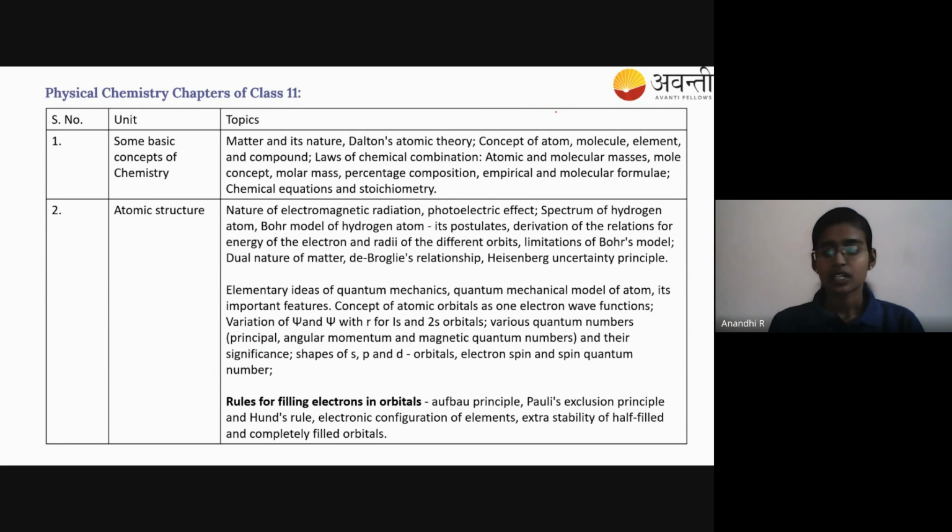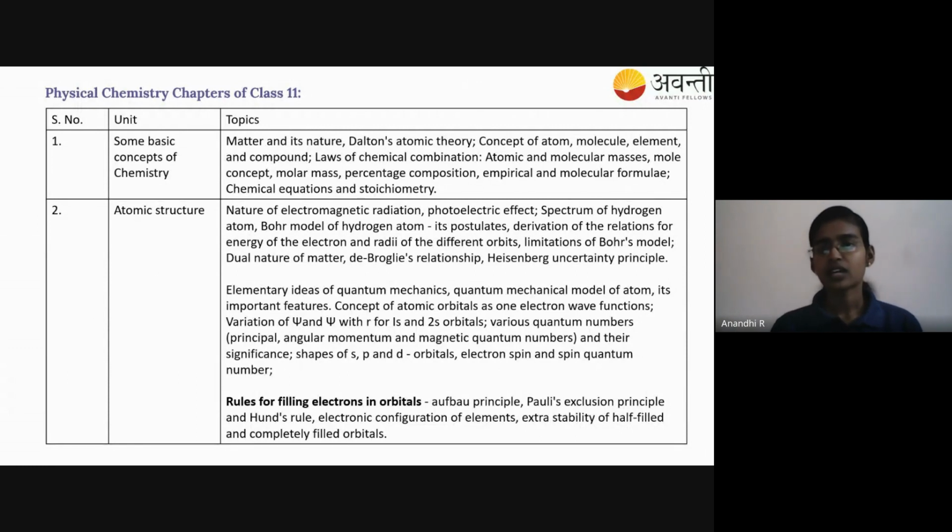And coming to the physical chemistry chapters of class 11. So the first unit under physical chemistry is some basic concepts of chemistry. Okay, and some topics are reduced here. That is the physical units and measurements. Those topics are reduced, and the topics which are covered here are matter and its nature, Dalton's atomic theory, concept of atom, molecule, element, and laws of chemical combinations.